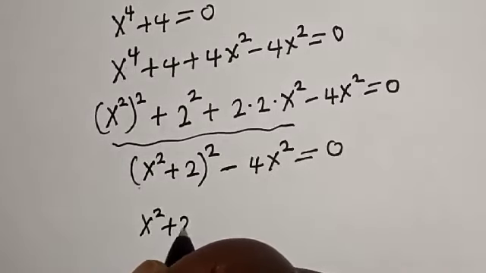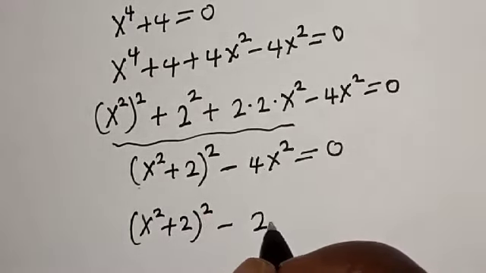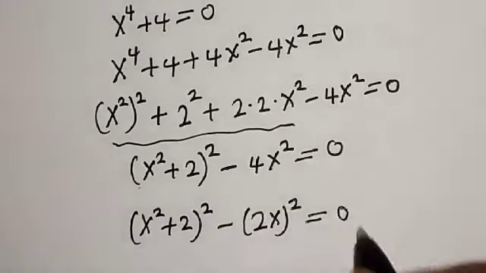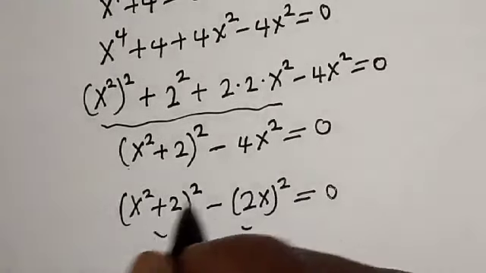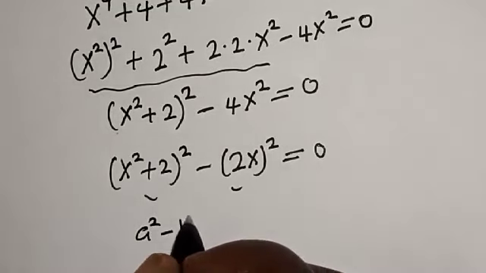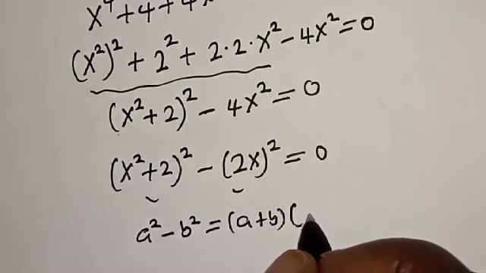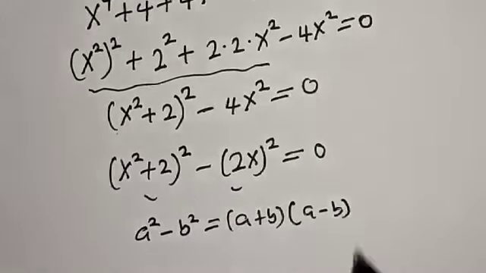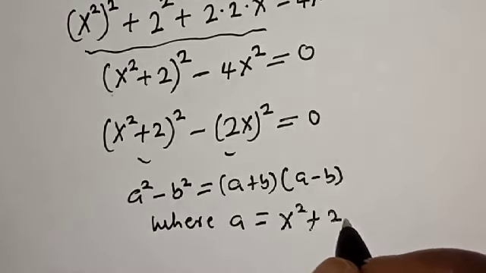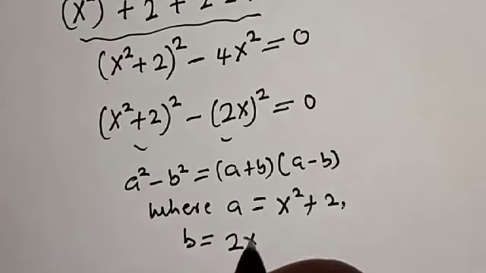x squared plus 2 squared minus, this can be written as 2x squared, is equal to 0. Now if you look at this, this is a difference of two squares. Remember this rule that a squared minus b squared is equal to a plus b multiplied by a minus b, where a is equal to x squared plus 2 and b is equal to 2x.